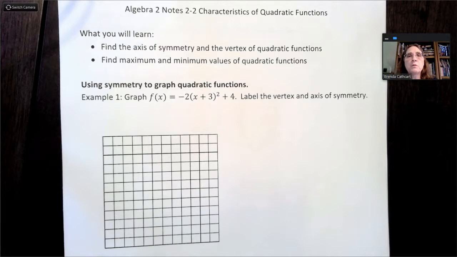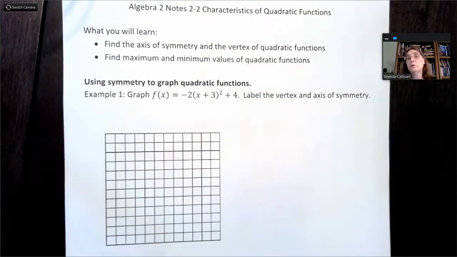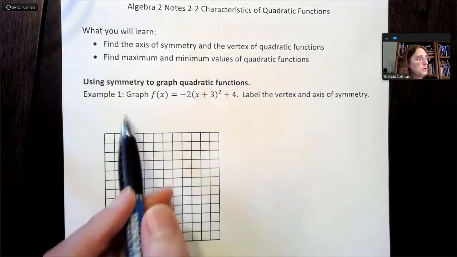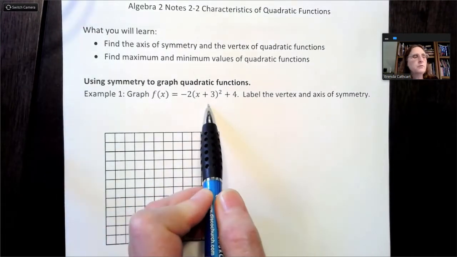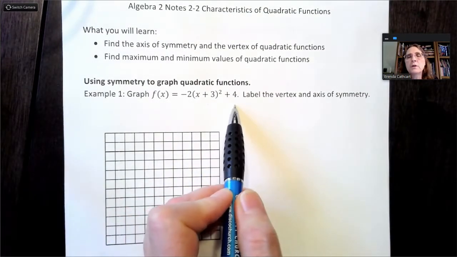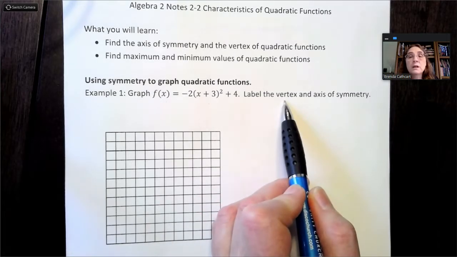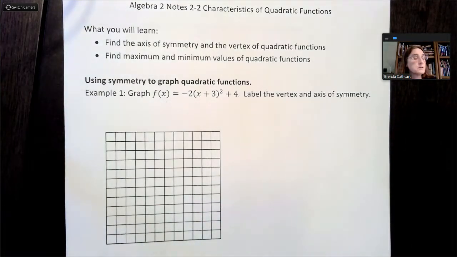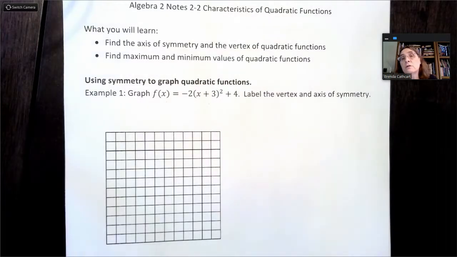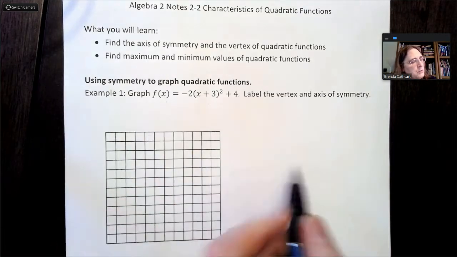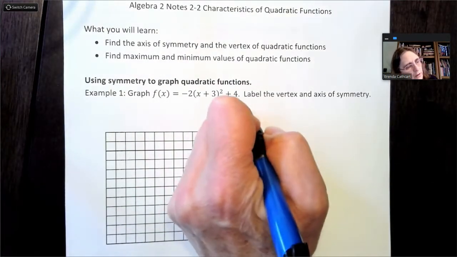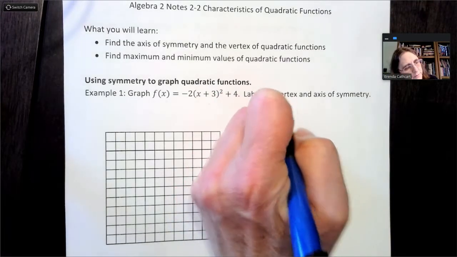We're going to start with an example of a quadratic function written in vertex form, and we want to graph f of x equals -2 quantity x plus 3 squared plus 4. We want to label both the vertex and the axis of symmetry. To start with our graph of this, we have looked at graphs of this type of function before as transformations of y equals x squared. At this point, we're actually going to look at the graph of this by first identifying the axis of symmetry and the vertex.